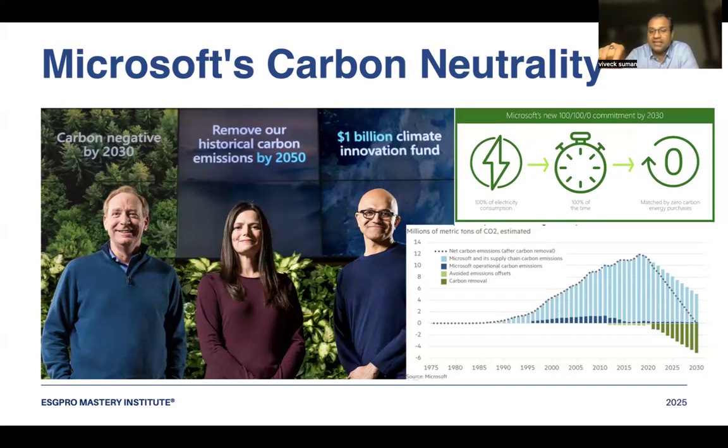So they do not want DG backups, which is very interesting. And last but not least, they want to achieve zero carbon energy purchases. So they don't want to purchase any carbon energy. This is called their 100 program.